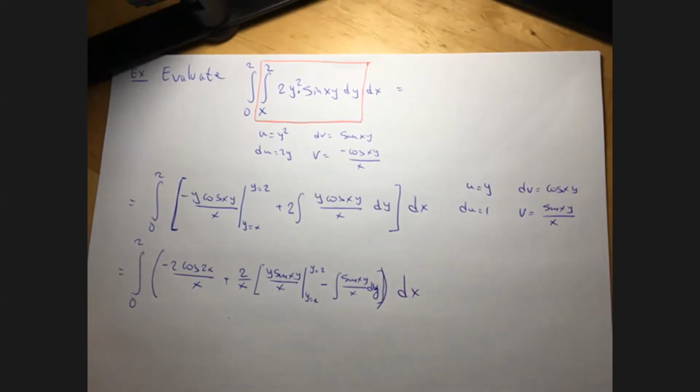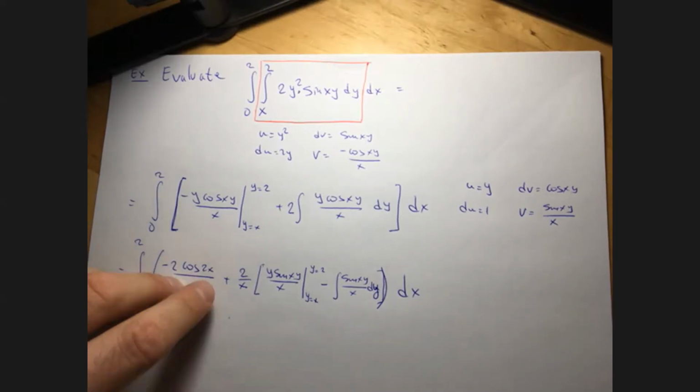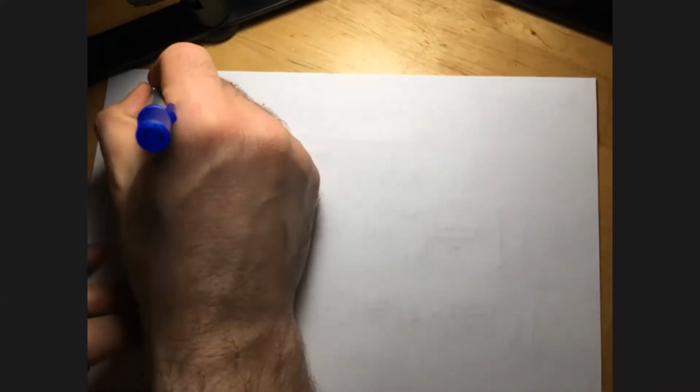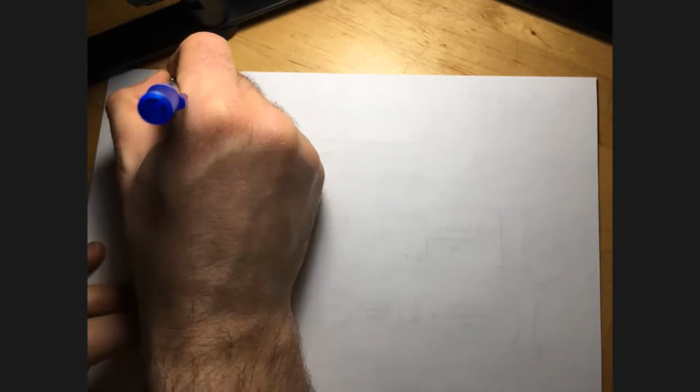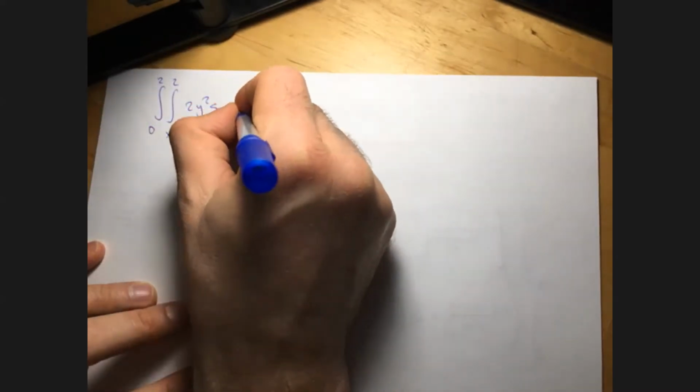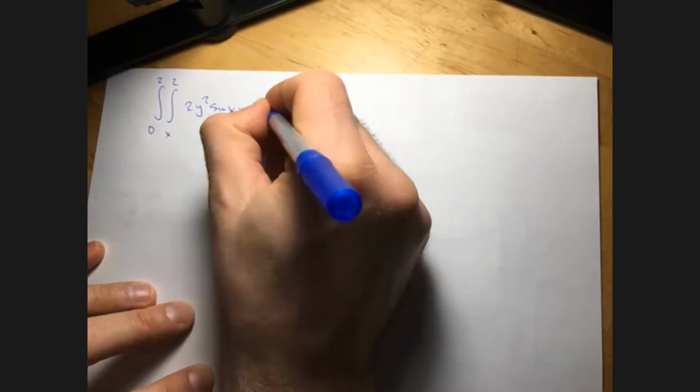And at a certain point, you have to say, okay, this is ridiculous. Enough is enough. So in that case, you turn the page and you start over, right? Because we don't learn integration by parts in this course, we'll learn double integrals. So let me go back and write down the integral from 0 to 2, x to 2, y squared sine of xy dy dx.